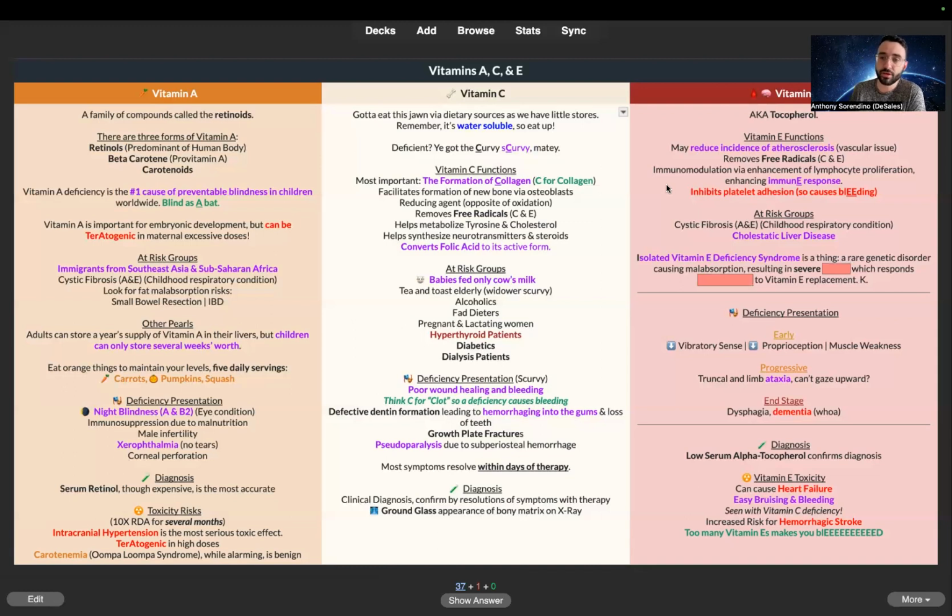Causing malabsorption resulting in severe blank, which responds, severe ataxia, which responds dramatically. That early presentation of vitamin E deficiency is going to be decreased vibration, decreased proprioception. Growth plate fractures, blank to subperiosteal hemorrhage. Yeah, what is this? Pseudoparalysis. Tocopherol. Blank RDA for several months. Yeah, 10 times. So it takes a long time to get vitamin A toxicity. Most important, the formation of.